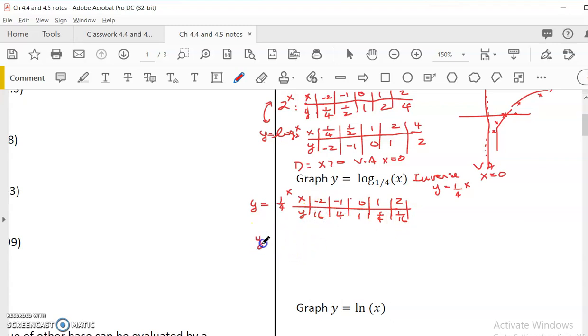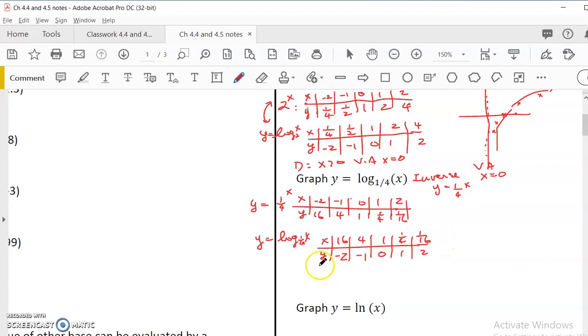And then we can write the log base 1/4 of x now, which is the flip of x, y, right? So you would write there 1, 2, 3, 4, 5. You would write the x as from y: 16, 4, 1, 1/4, 1/16, and then you write the y as the x.